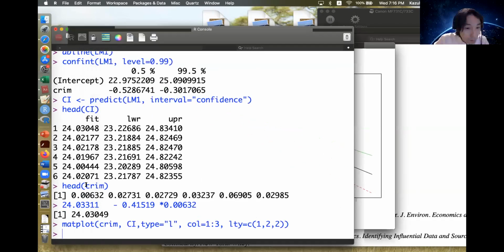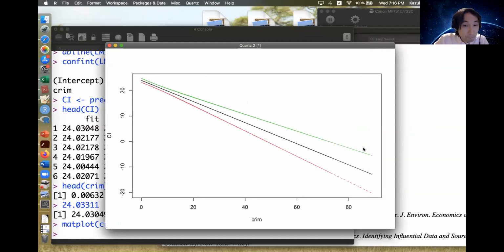It's a little bit hard to see. Crime rate. Yeah.